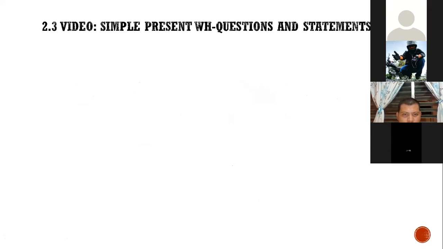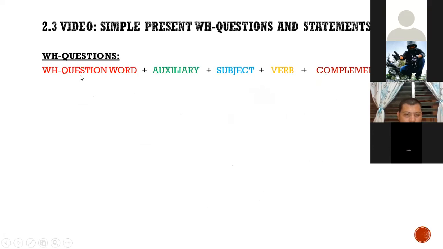Okay, now let's introduce the topic, right? Simple present WH questions and statement. WH questions. We start with a WH question word, auxiliary, subject, verb, and complement. Example. When do they go? When is a question word. The auxiliary is do. And the subject is they. The verb is go. And in this case, we don't have complement, right?